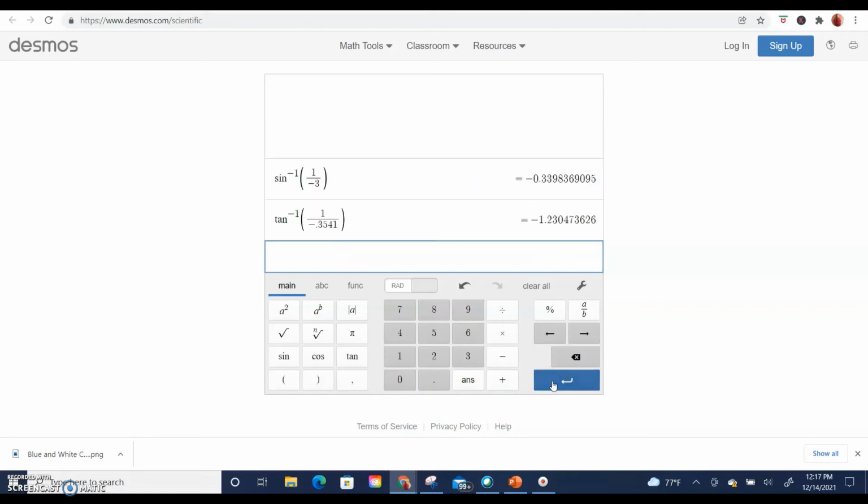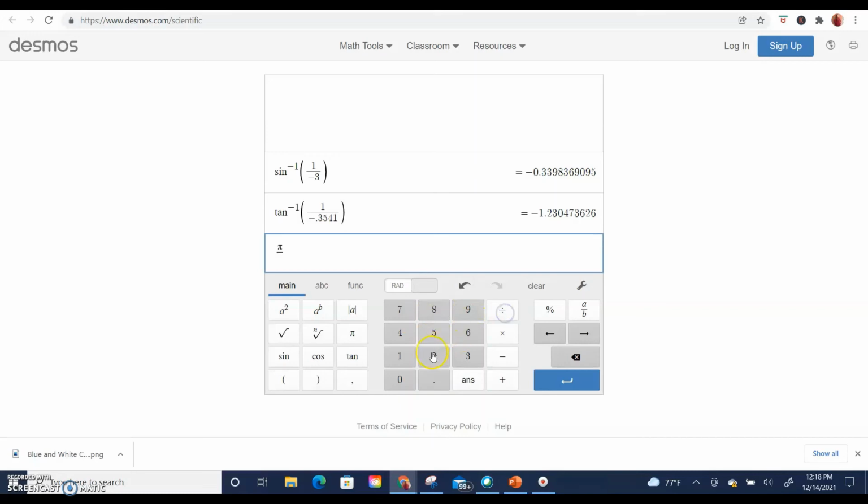And I get negative 1.23047. Now this is an angle, a negative angle, and we have to think about what is the range of tangent. So the range of tangent is from negative pi over 2 to pi over 2. And just so you know what pi over 2 is, we'll do pi over 2 here. Pi over 2 is 1.57. So the range is between negative 1.57 and 1.57.